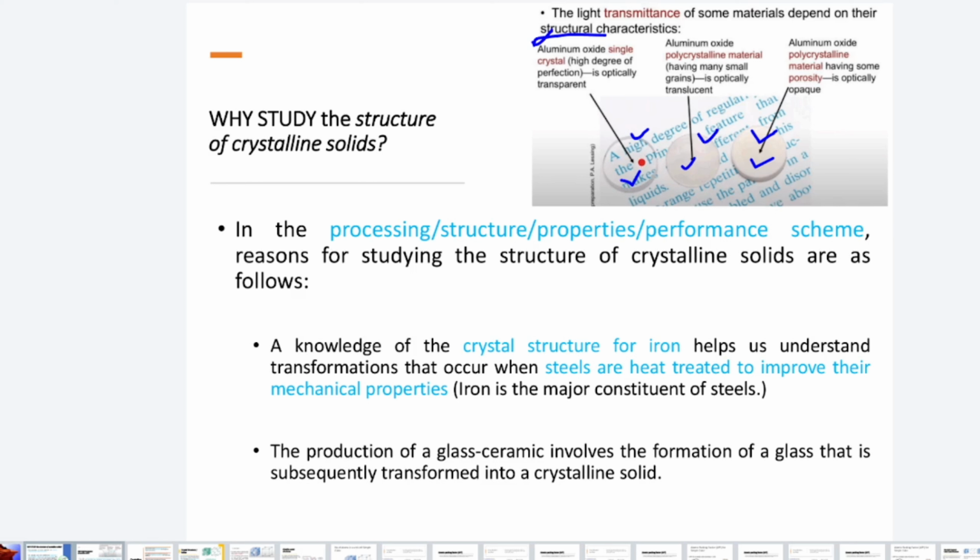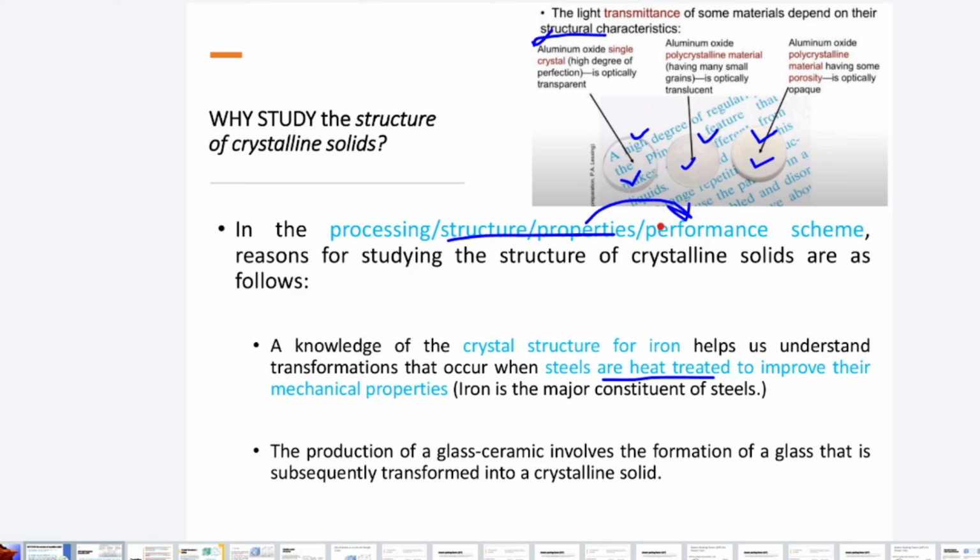In the same way, the properties can be different, not only optical but also mechanical, electrical, all the properties. And in the processing, structure, properties and performance scheme that we discussed in the first week, if you have a crystal structure of iron and you heat treat it to improve its mechanical properties, the structure will be changed. So the structure of the material has a relation with the properties, and as I told you, the properties decide for which application we will be using the material.